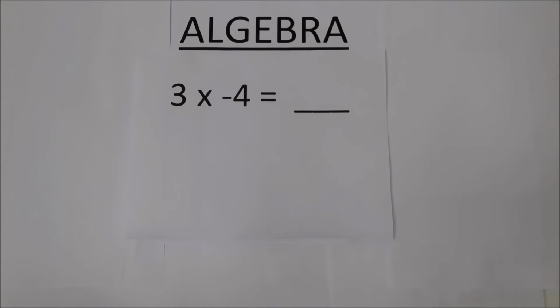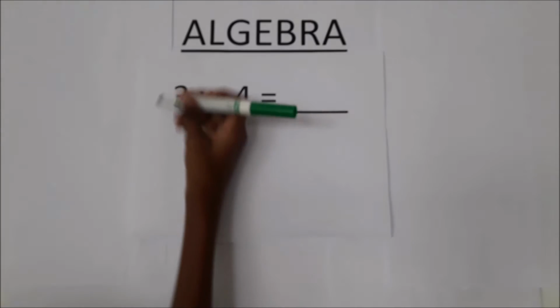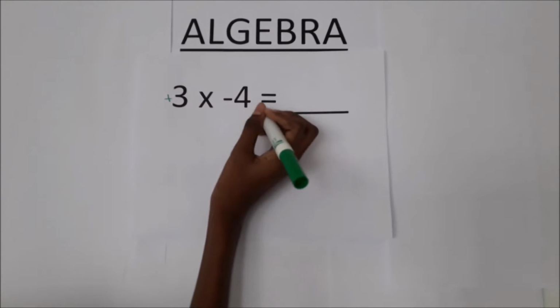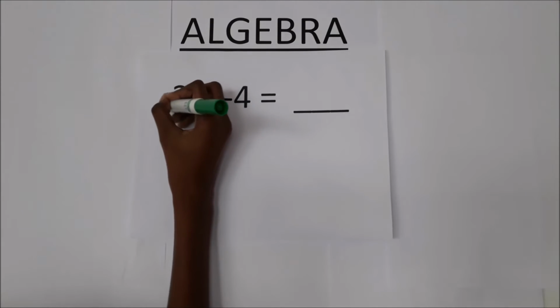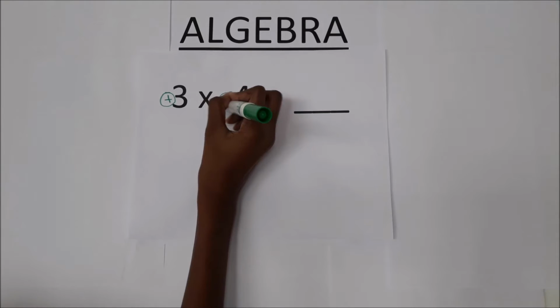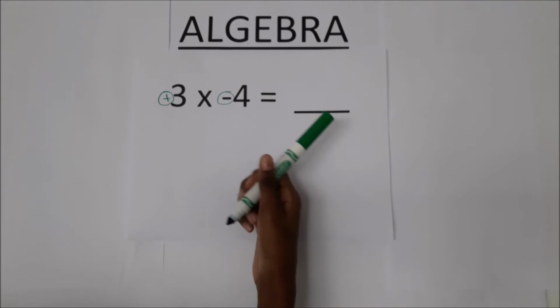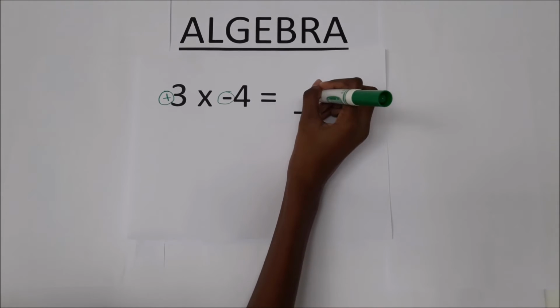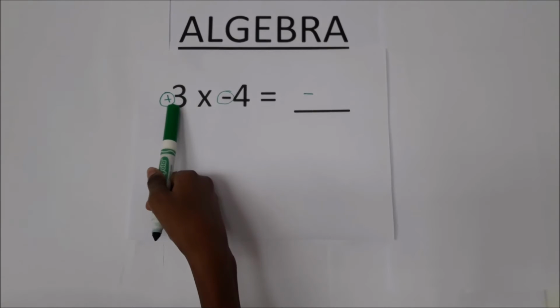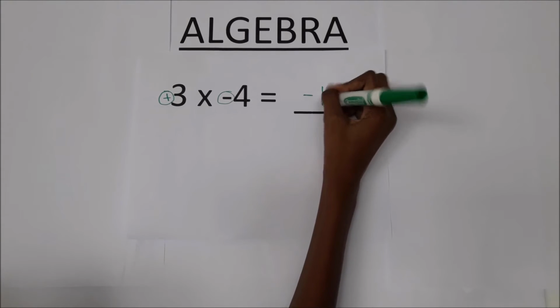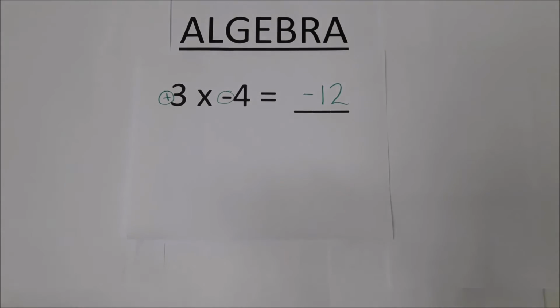Okay, one final one. Work this on your own. Go ahead. Let me see what you're going to do. 3 times negative 4. Positive 3 times negative 4. Circle the sign. Positive times negative is negative. 3 times 4 is 12. Excellent.